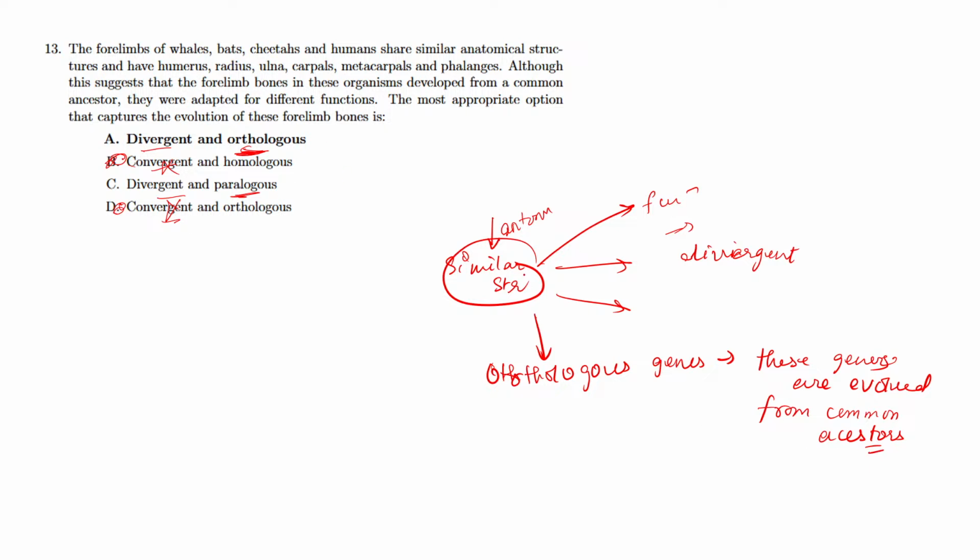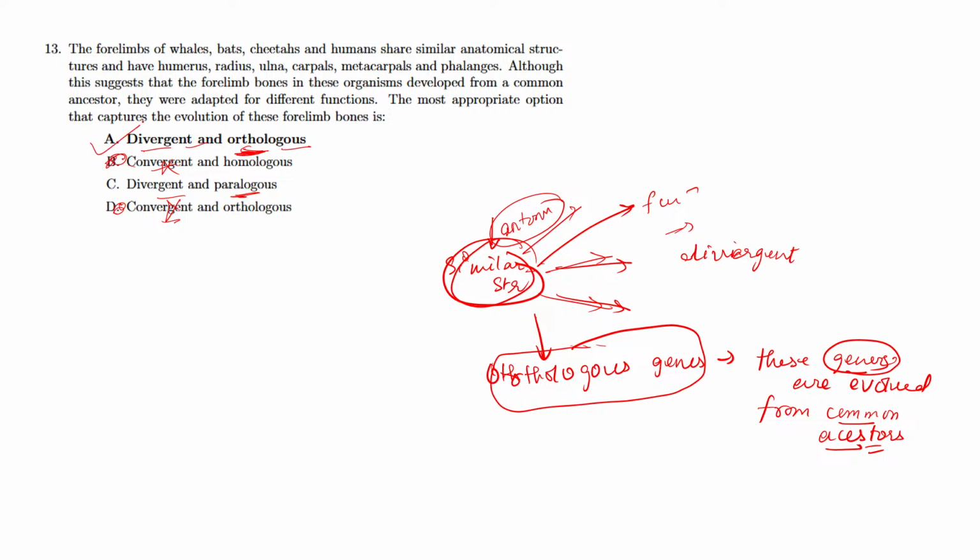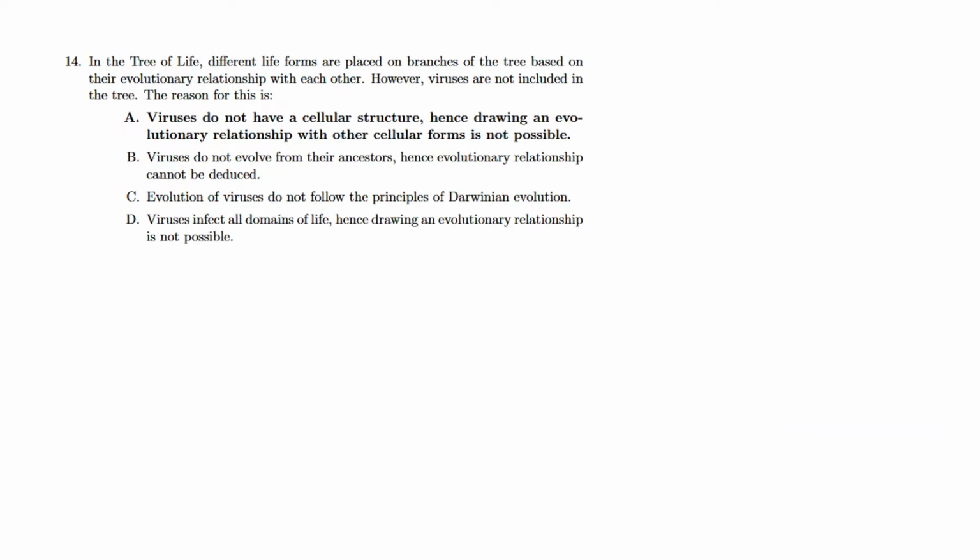So I can see that the similar anatomical structures diverged from each other. So this particular anatomical structure is preserved. So this particular gene is an orthologous gene because the anatomical structure is preserved, or the gene is preserved, over the common ancestor. So this option of divergent and orthologous is correct for this question. So option A is correct here. Let's move on to the next question.